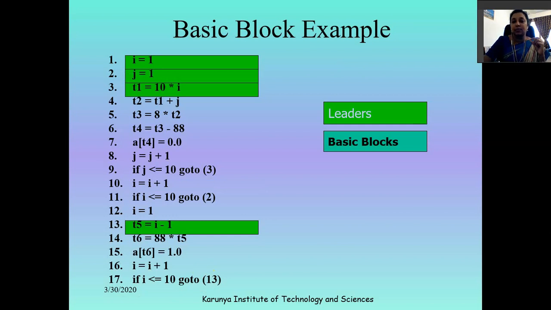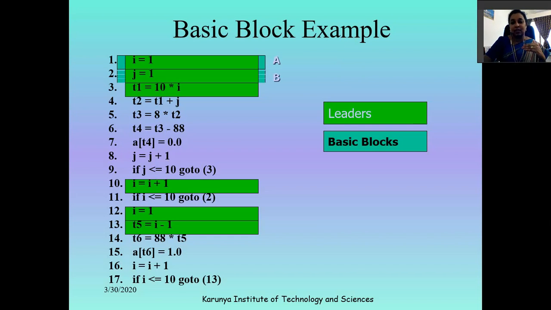Now the exit point of the condition. So i equal to i plus 1 becomes another leader, i equal to 1 becomes another leader, and that's it. Now we'll talk about the basic blocks. So now what happens? A becomes a basic block because it's one leader, and the next continuous instruction is a leader again. So I cannot make it a bigger basic block.